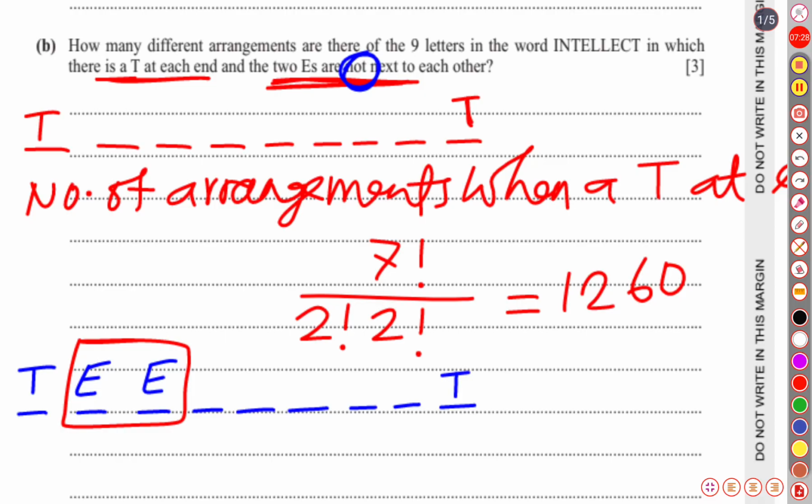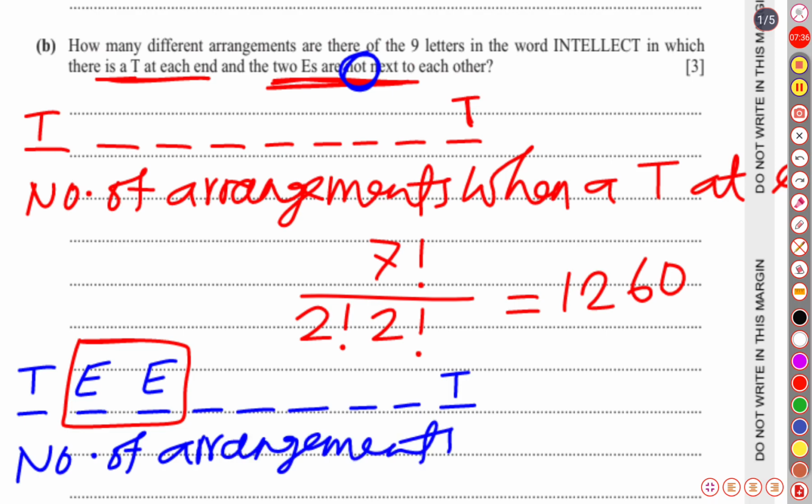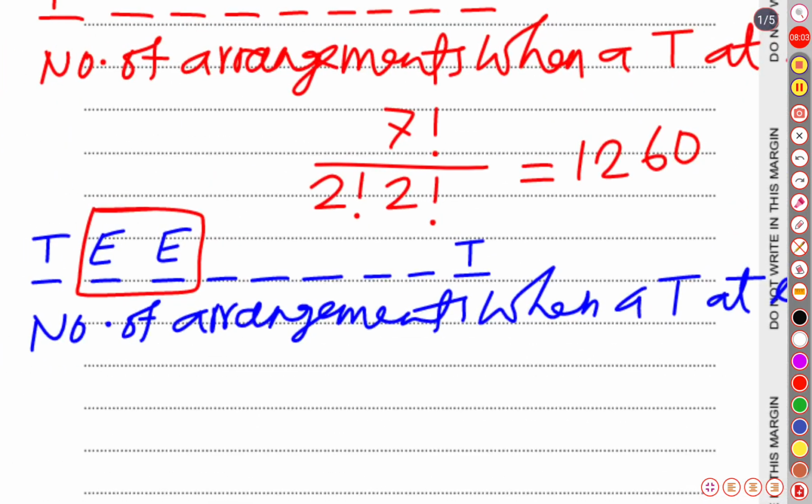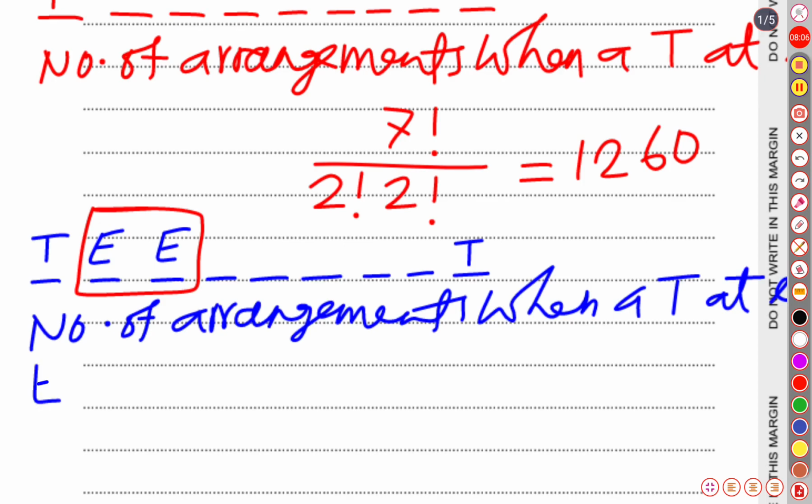We can write number of arrangements when a T is at each end and I's are together.